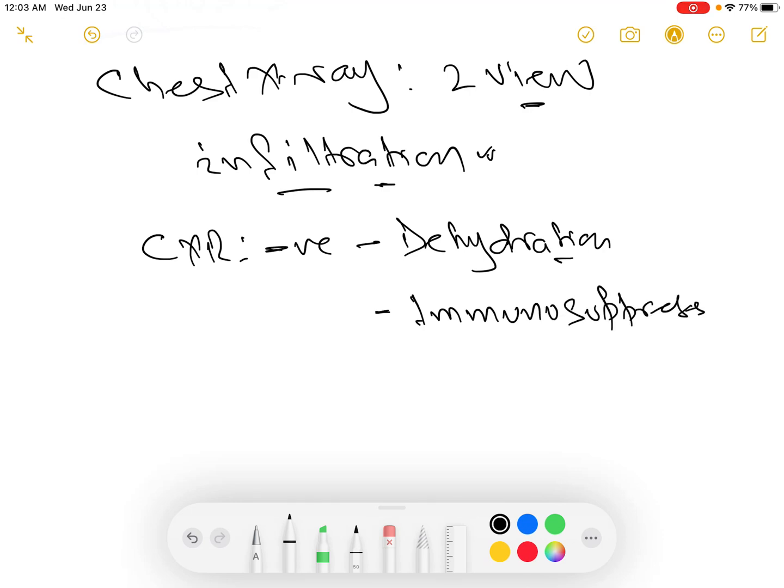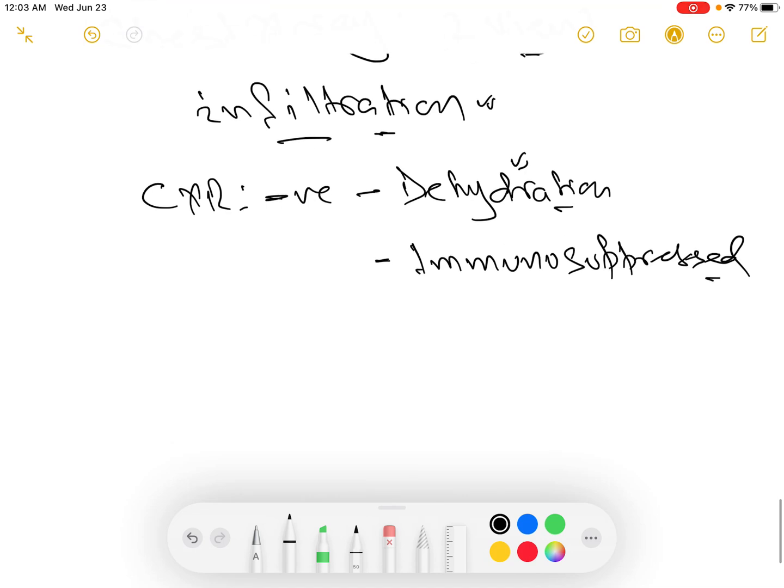So keep that in mind. Sometimes you have to hydrate the patient and then repeat the chest X-ray. So a negative chest X-ray does not entirely rule out that the patient has pneumonia. Okay, well, how about CT? Do we need the CT of the chest?